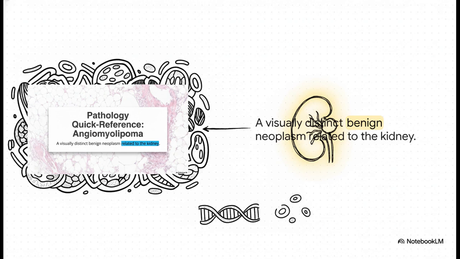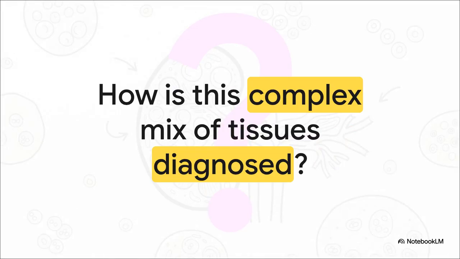Well, an angiomyolipoma, or AML for short, is a benign tumor, and that just means it's not cancerous, that you'll most often find in or right around the kidney. And you can see right here, it's made up of this really specific jumble of different tissues all mixed together. And that really brings us to the big question, right? When a pathologist is looking at a slide just like this one, with all these different cells and structures mashed together, how in the world do they figure it all out? How do they find the pattern in all that chaos?